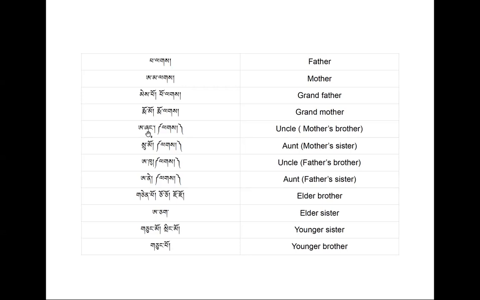And then we have ashang, always ashang. Ashang is correct, and sometimes you can also hear people saying shashang, which is also correct. Ashang la, which is uncle, in a sense the brother of one's mother.